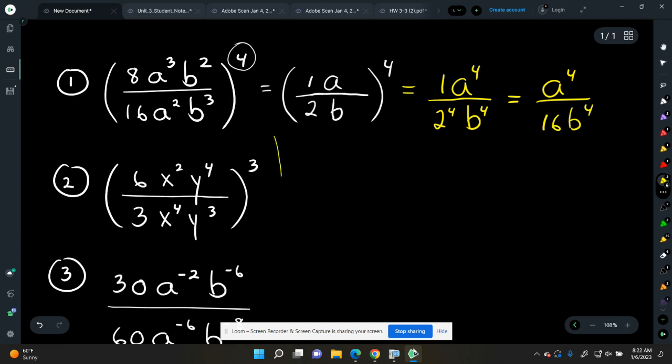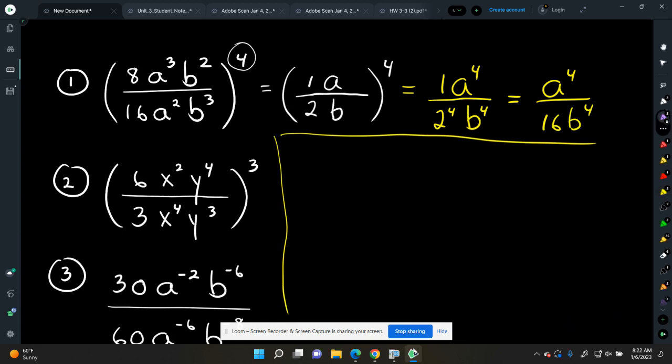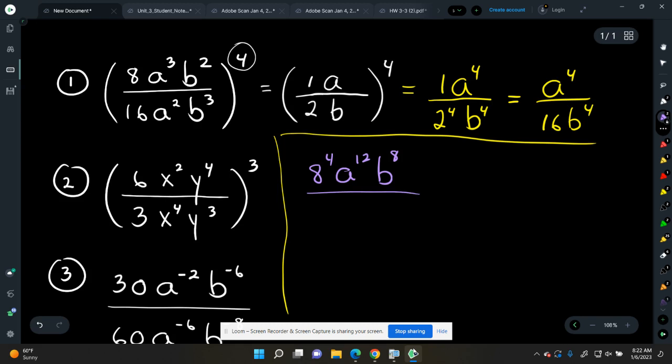Now, this is what most of you probably did. If we distribute the 4, we get 8 to the 4th, a to the 12, b to the 8, over 16 to the 4, a to the 8, b to the 12. How many people did that? That is not wrong. It's just incomplete, because now we have to simplify that. I would mark it partially wrong, yes.